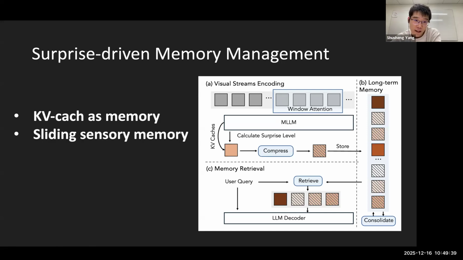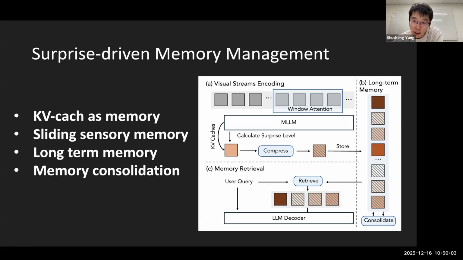We also use a sliding window sensory memory, which means a frame can only attend to the previous frames within a certain local window. And we also maintain a very long-term memory here as a memory bank to store useful information. We also design a memory consolidation function to help us manage the budget of the long-term memory bank.